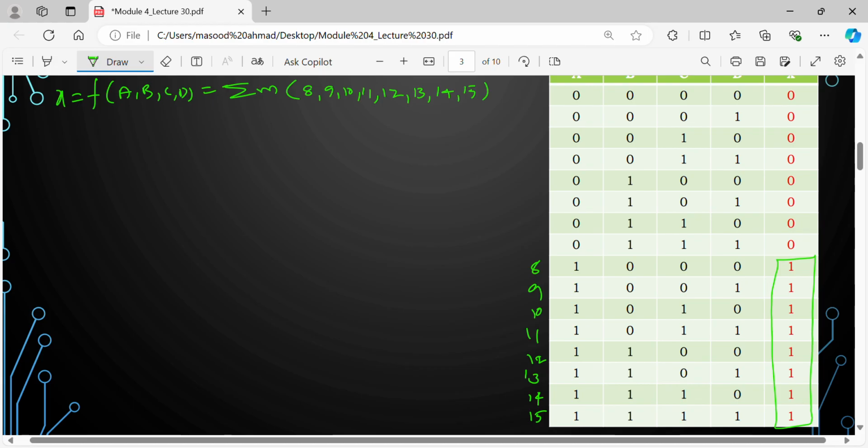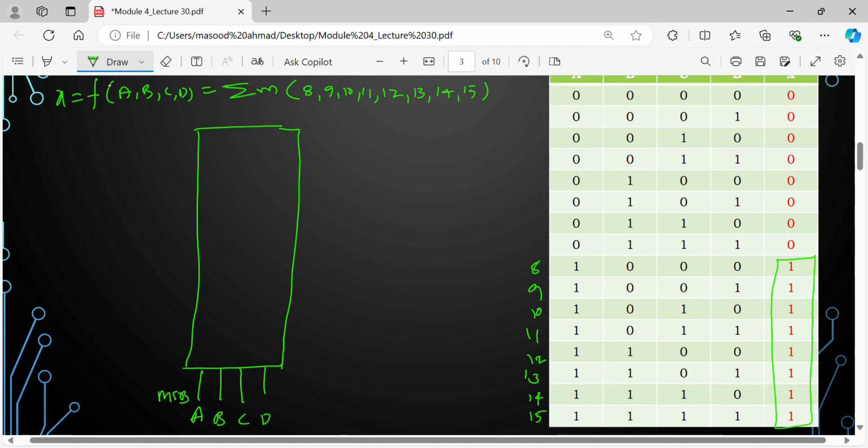What is the meaning of that? I take a mux here. For this multiplexer, the inputs are A, B, C, D. This is MSB, this is LSB. Now what I need to do is apply the inputs. So how many lines? 16 lines. So 1, 2, 3, 4, then 1, 2, 3, 4, four times, 8 done. Then 1, 2, 3, 4, and again 1, 2, 3, 4.